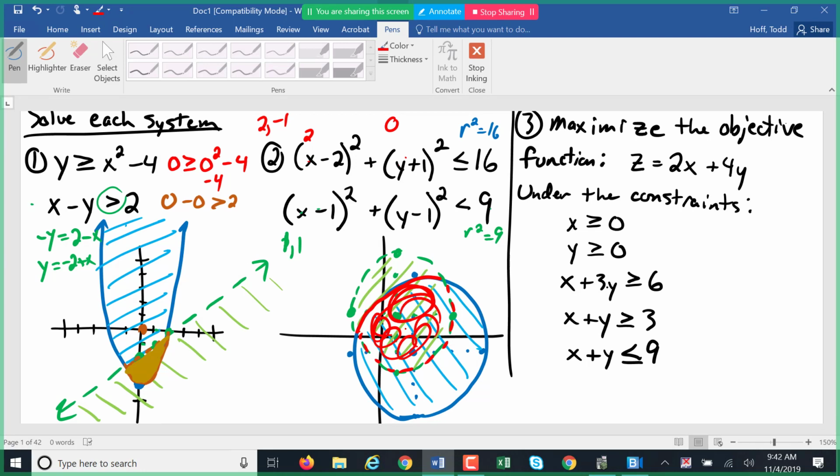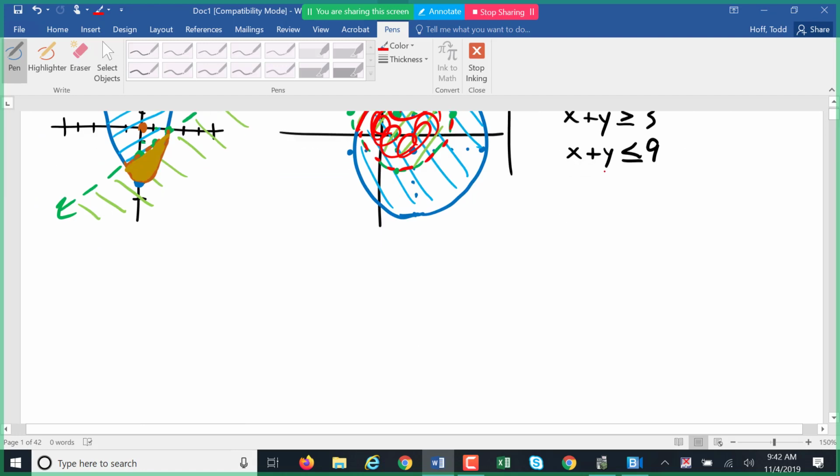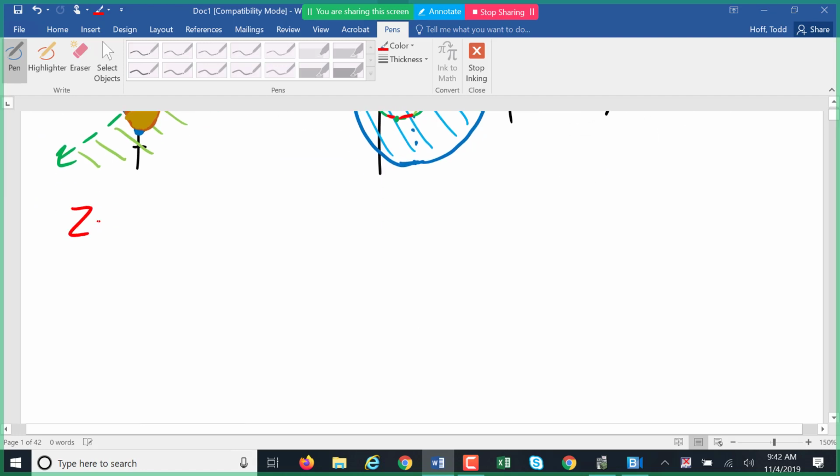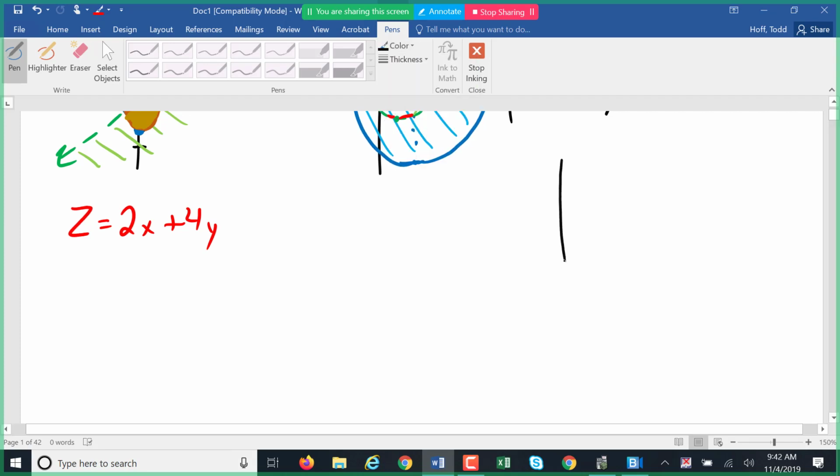Okay, so now for number 3, we're asked to optimize this objective function under these constraints. This is a linear programming question. So I'm going to write that objective function down here, z equals 2x plus 4y. We'll come back to that in a little bit. Let's graph our constraints here.